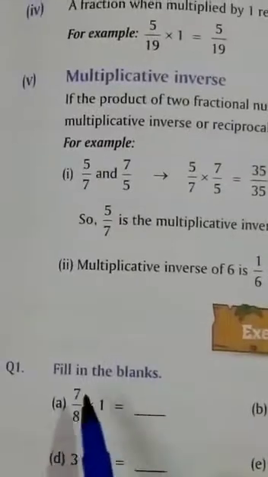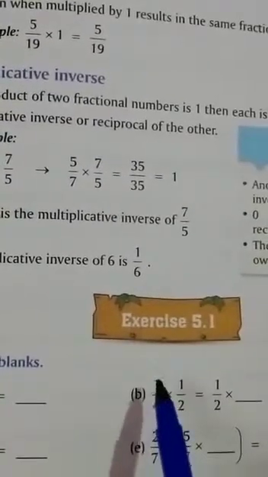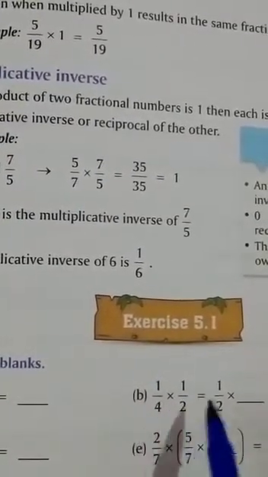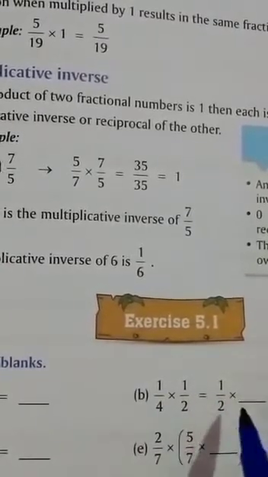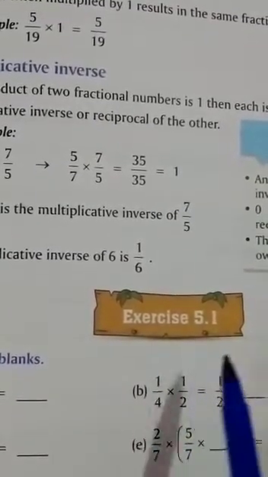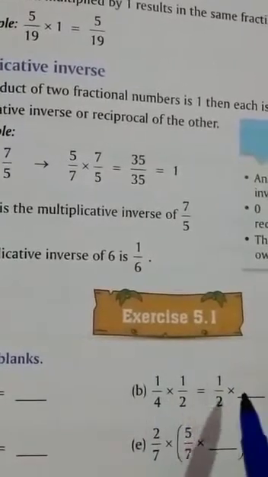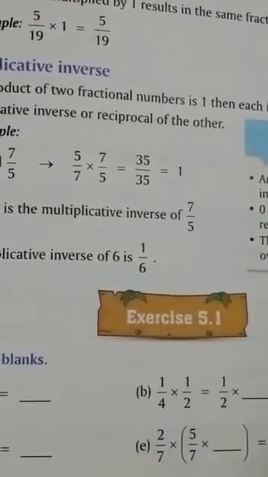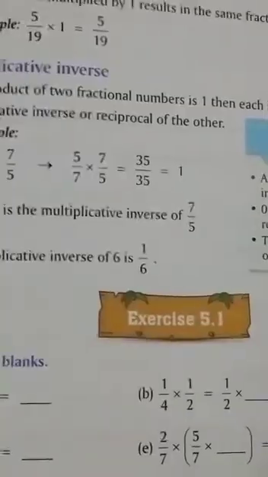See here, fill in the blanks. Question 1b part. 1 upon 4 multiply 1 upon 2 equal to 1 upon 2 multiply. What is coming? 1 by 4, because we change the order. This result is always the same. So you have to fill 1 by 4 here.